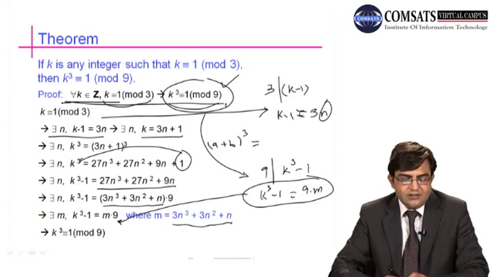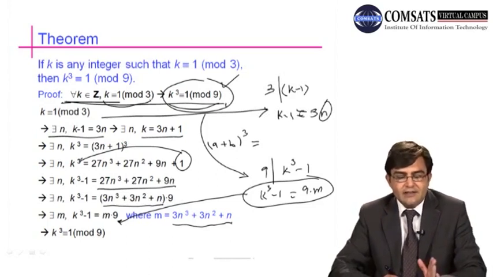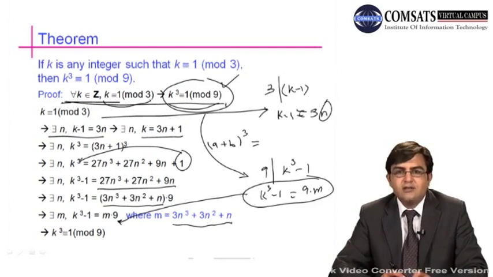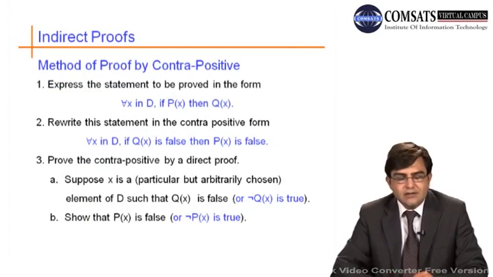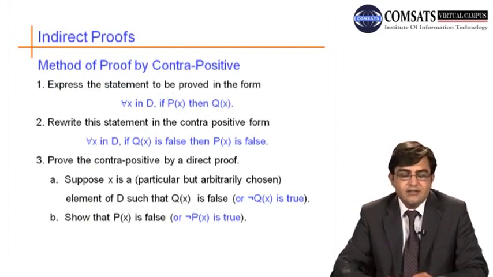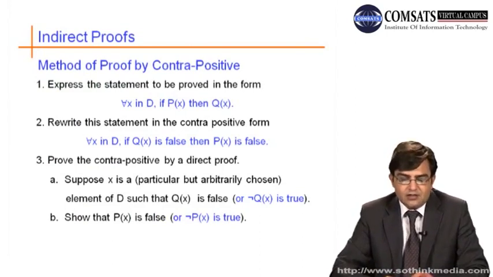So this theorem has been proved: if k is an integer such that k is congruent to 1 mod 3, then k cube is congruent to 1 mod 9. Next we discuss another, indirect method of proof, the method of proof by contrapositive.